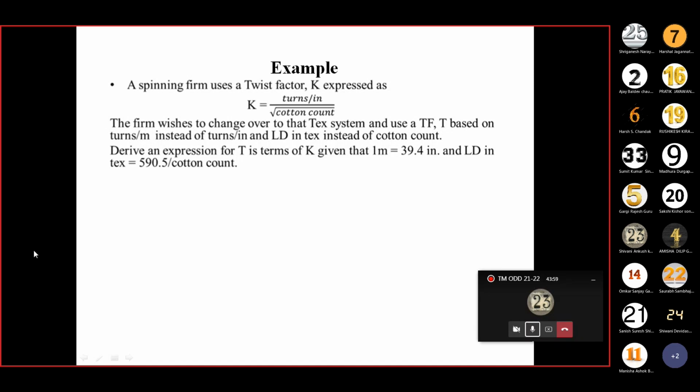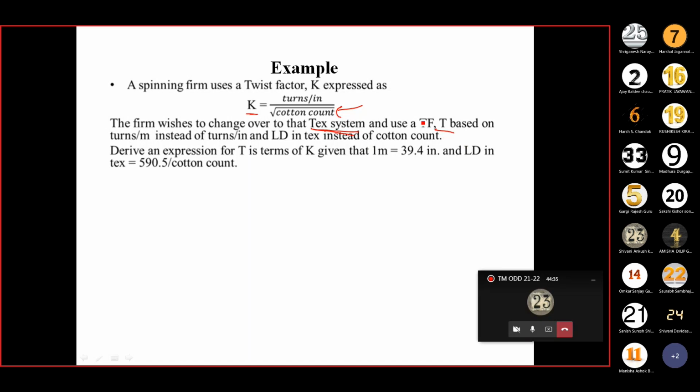A spinning firm uses a twist factor K expressed as K is equal to turns per inch divided by square root of English count, cotton English count. Right. Now, initially they are using this expression, but now they want to change over to the tex system. Right. Initially they were using the English system. Now they want to change it to the tex system, and they use the twist factor T.